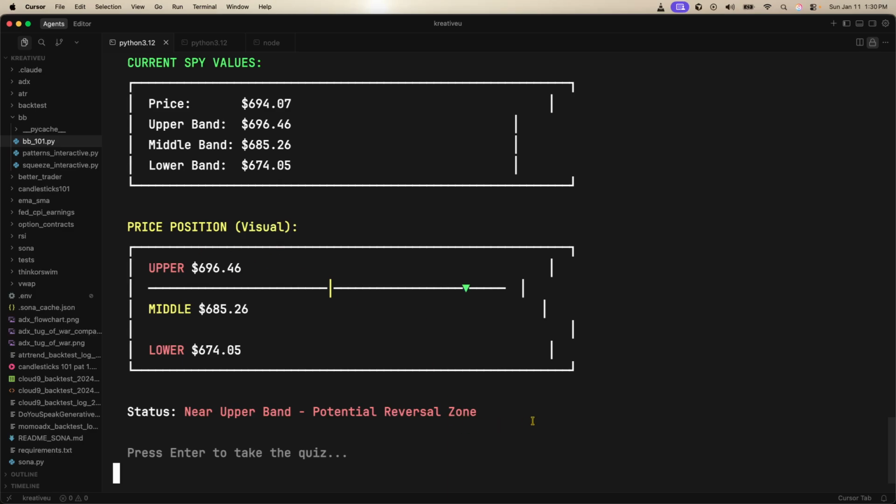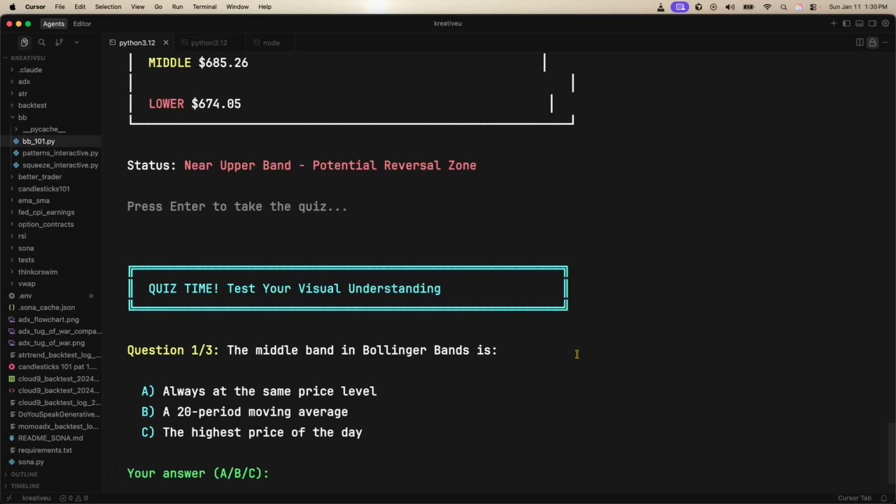So we talked about that. So now let's go ahead and go to our quiz. The middle band of the Bollinger Bands is always the same price, a 20 period moving average, right? Or is it going to be the highest price of the day?